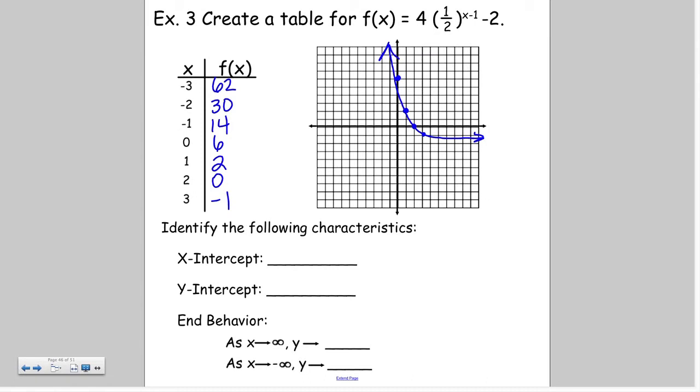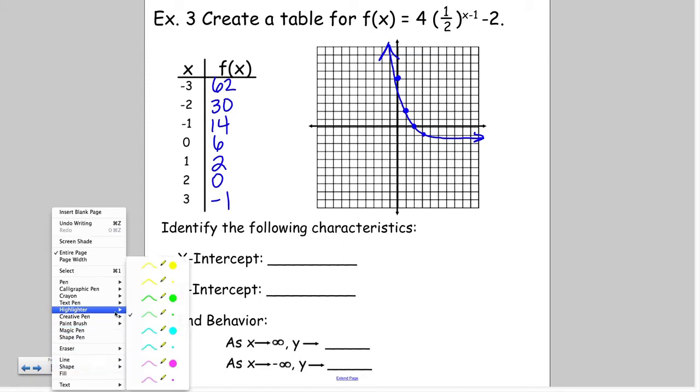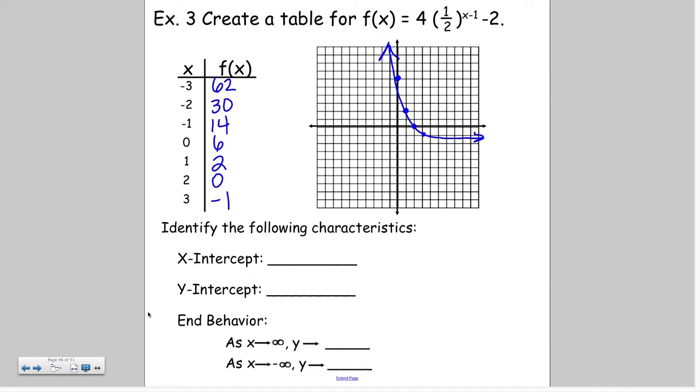Now this one is a little bit different because it crosses that x-axis. So I do have an x-intercept. My graph stops and starts evening out here. That's where that curve stops and starts going in a straight line. So I do have an x-intercept. It's at (2, 0). I have a y-intercept at (0, 6).